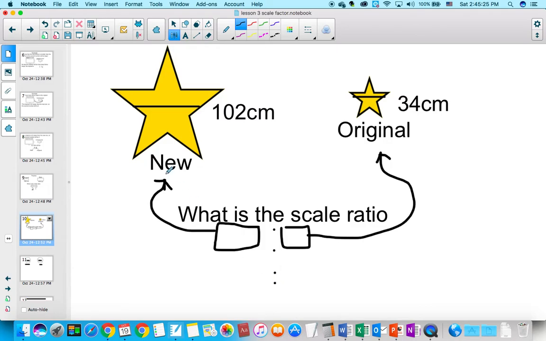Well, again, the new one is bigger, right? How many times bigger is the new one to the original? Well, we can go, all right, 102, and 34. Well, it's about 3 times bigger. So the new one is 3, representing the new one, and the original is 1. And that's the scale ratio.